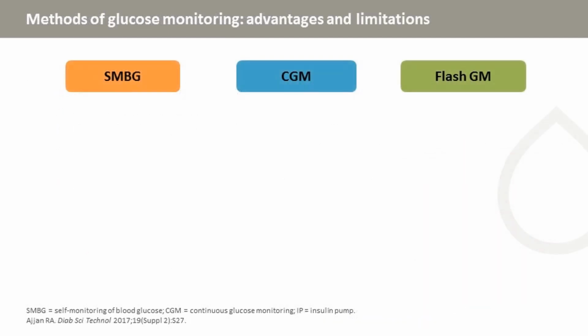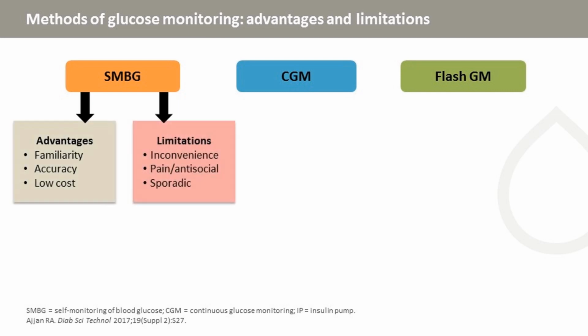Just interesting to look at the ways of glucose monitoring and the advantages and limitations. Now, most people who are on insulin are doing capillary blood glucose monitoring, which is relatively quick and easy and relatively accurate. But it's painful and uncomfortable, it's inconvenient. Everybody sees you do it, and people often miss out, they just forget to do it at all.